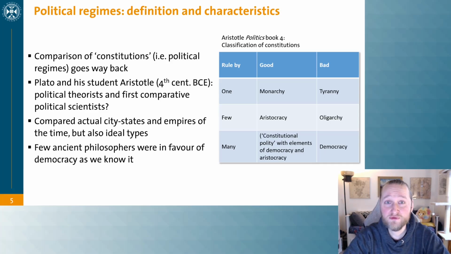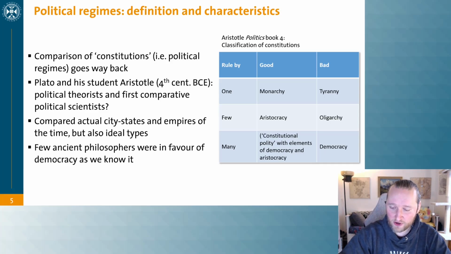As an example, if you have a rule of one, you can have a good rule of one, that's a monarchy, with an essentially benevolent monarch that probably listens to at least some of its citizens and takes their preferences into account. If you have a bad rule of one, you have a tyranny, where someone is just at the top and they just do whatever they want without really considering their underlings' preferences or wishes.